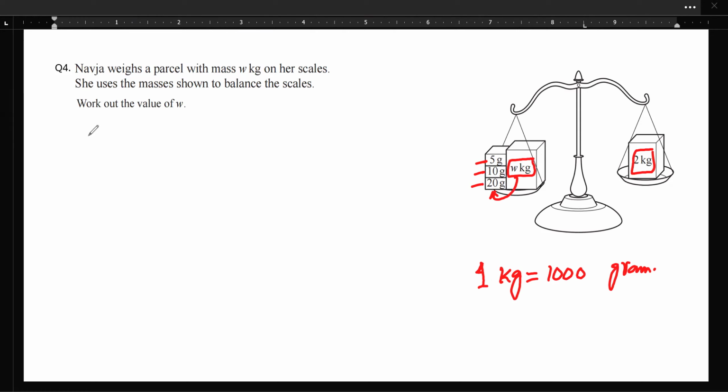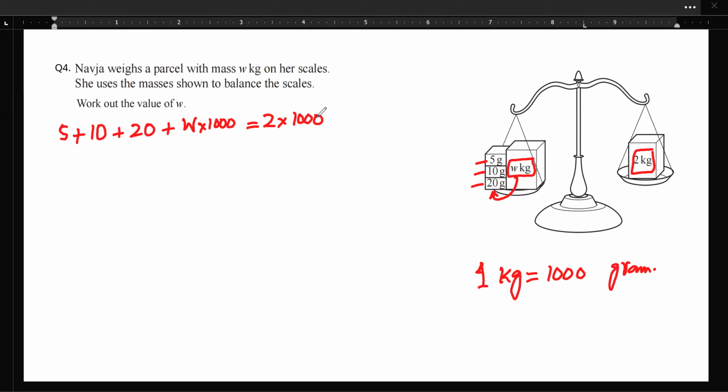So we take the left hand side. On the left hand side I have 5 grams, a 10-gram parcel, and another parcel of 20 grams. I have a parcel of W kgs, but I need to convert it into grams. That's why I multiply this by 1000. Now it's in grams and equal to, on the right hand side, 2 kg. So 2 kg must be converted into grams, and for this I multiply by 1000. Now we got the correct equation.